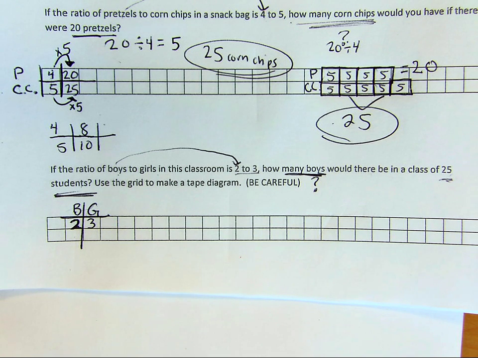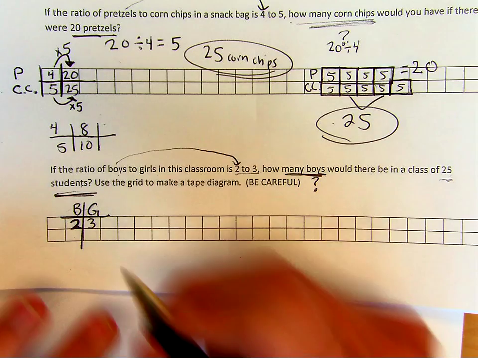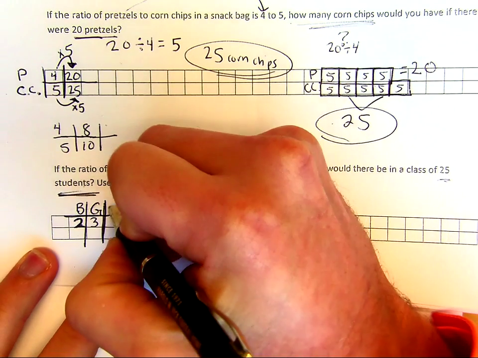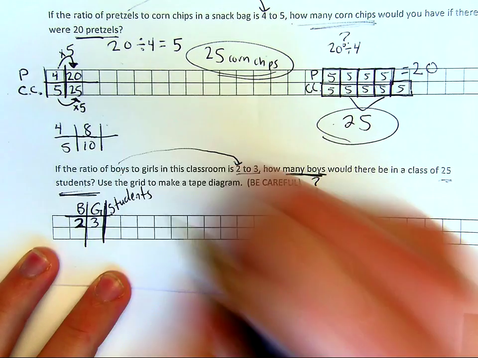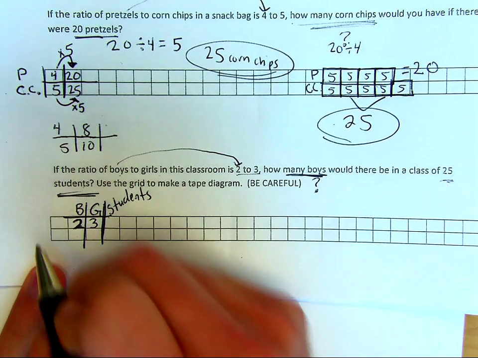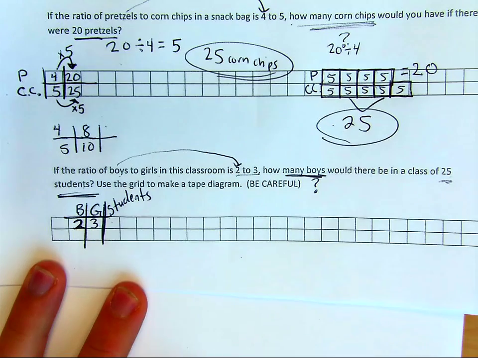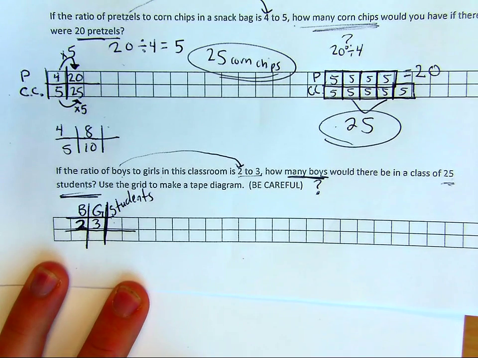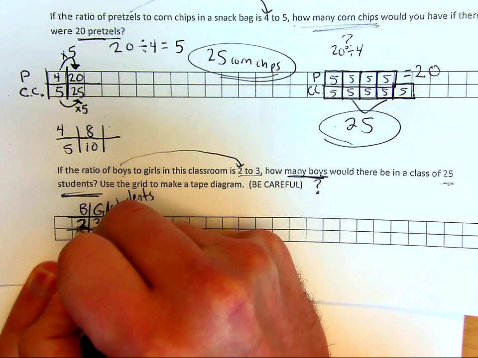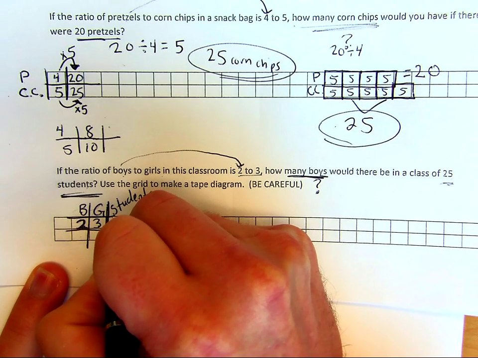You're right, but I have to know what I need to divide by. It says students, so I'm going to make a third column that's about the students. Okay? So 2 boys and 3 girls makes how many students? Yeah? 5. 2 boys plus 3 girls is 5 students.